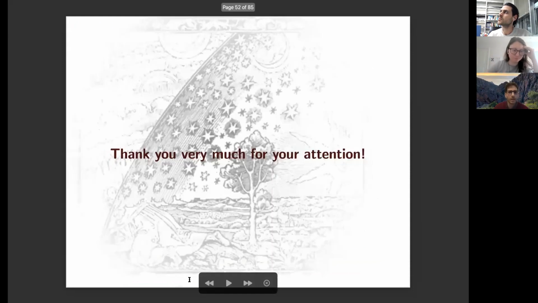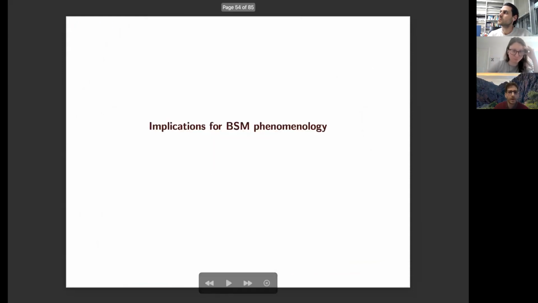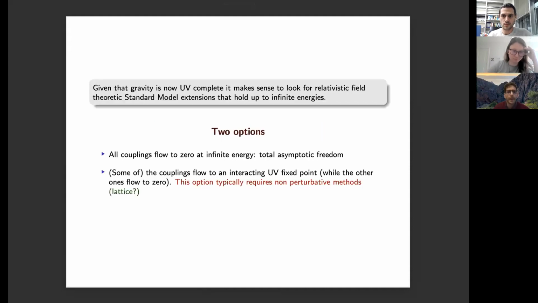So maybe I can briefly discuss the implications for BSM phenomenology. Given that gravity is now UV complete, it makes sense to look for relativistic field theories that hold up to infinite energies. There is still an issue about the non-perturbative formulation, but we can at least hope that this can be solved in the future. And there are essentially two options.